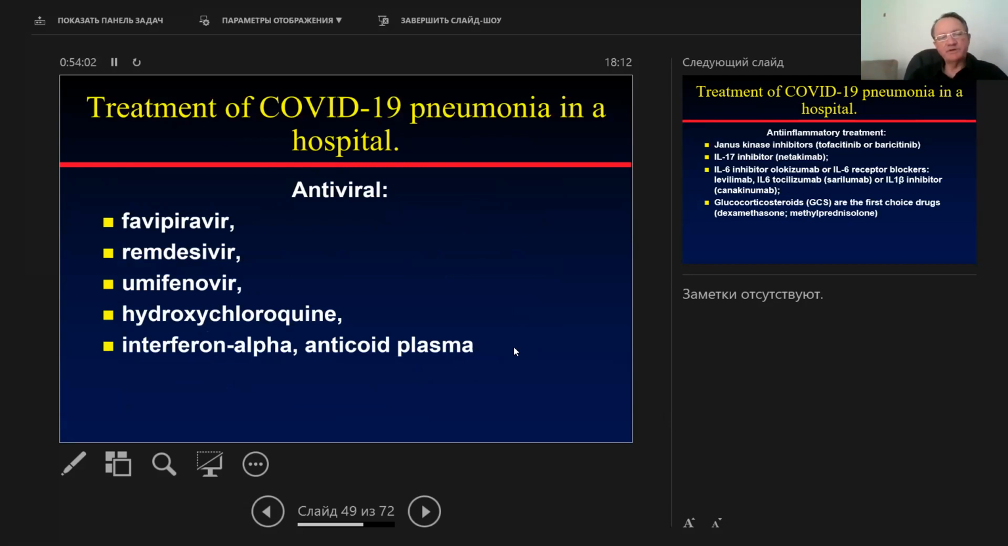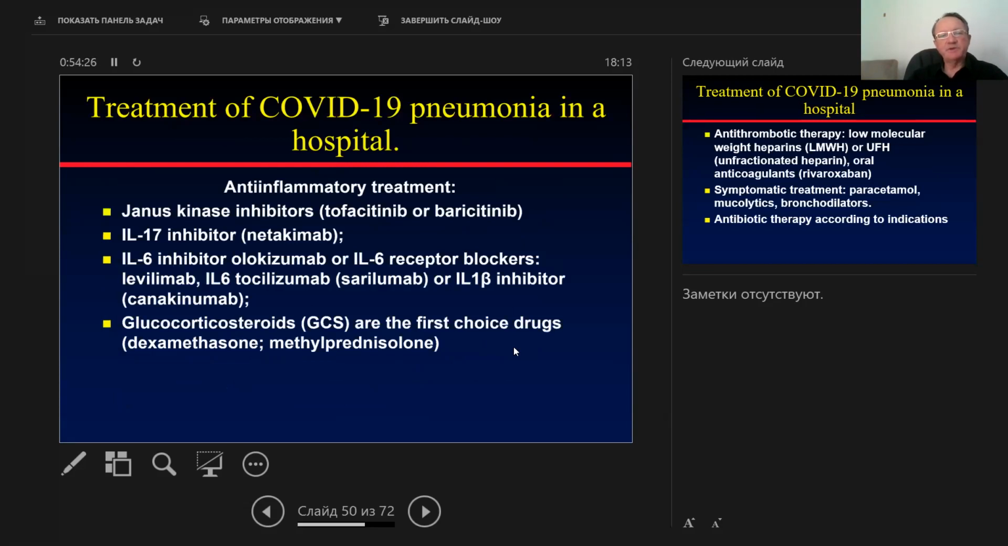We start with treatment of viral pneumonia. First recommended are antiviral drugs, including favipiravir, remdesivir, umifenovir, hydroxychloroquine, and interferon alpha and anti-COVID plasma. And treatment of pneumonia in hospital: you should know that we should hospitalize patients with the start of a cytokine storm. That's why the main direction of anti-inflammatory treatment should be directed to block these pro-inflammatory cytokines.